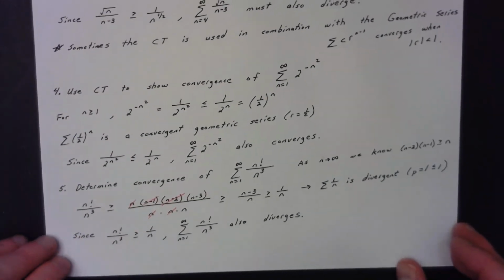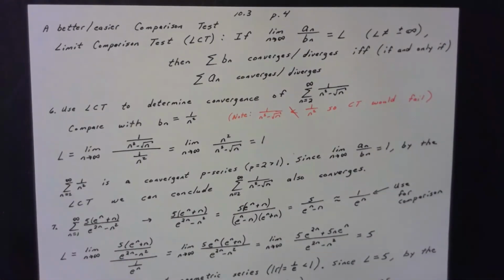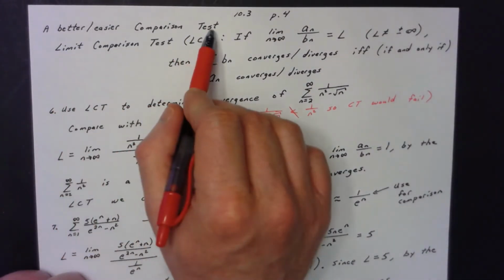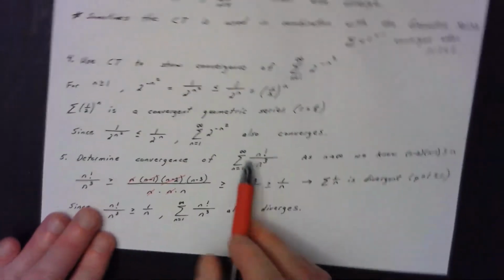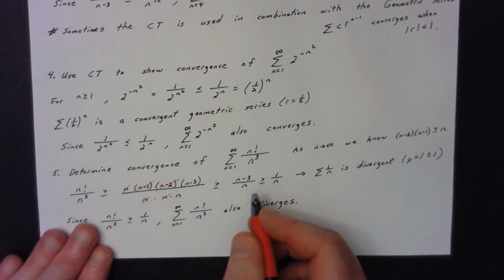Now, the last test, which I think you're going to like the best, is called the limit comparison test. You'll see I started off this page saying a better, easier comparison test. Anytime the comparison test can be used, the limit comparison test could be used, and it's more effective. It's easier. There's less ambiguity. Like in that last problem, even though we were able to do it effectively, it leads to a lot of ambiguity.